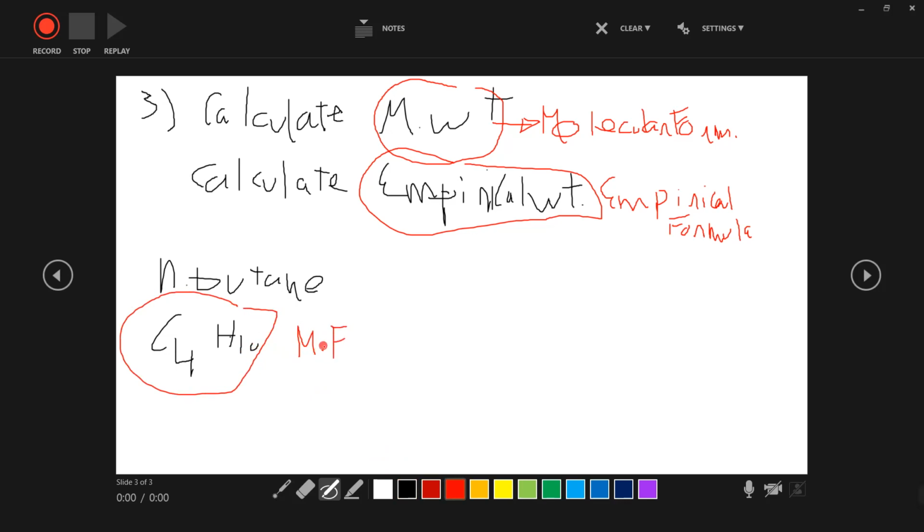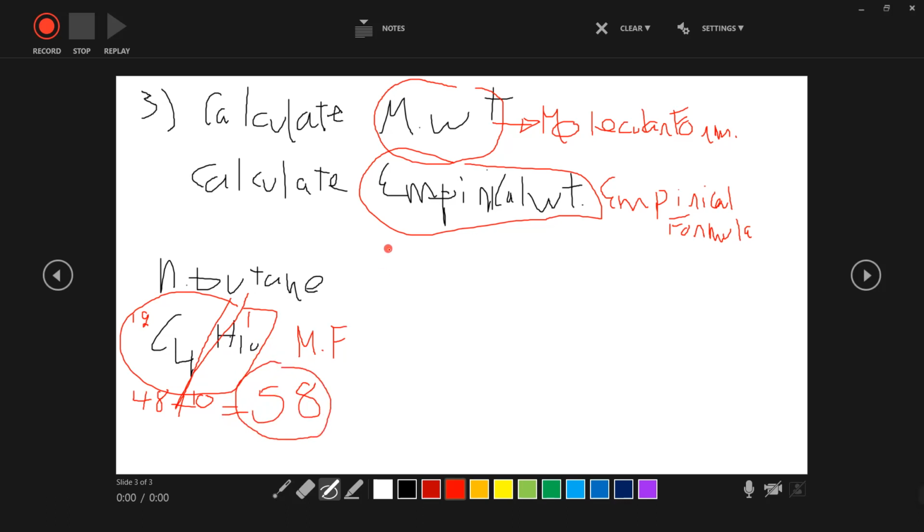How can I calculate it? I work with each atom separately. Work first with carbon. What is the atomic weight of carbon? It is 12. But how many carbon do I have here? 4. So 12 times 4 will be 48. Let's move to the hydrogen. What is the atomic weight of hydrogen? It is 1. But how many hydrogen do we have? 10. So 1 times 10 will be 10. And I will do 48 plus 10. It will be 58. So the molecular weight of the N-butane will be 58.